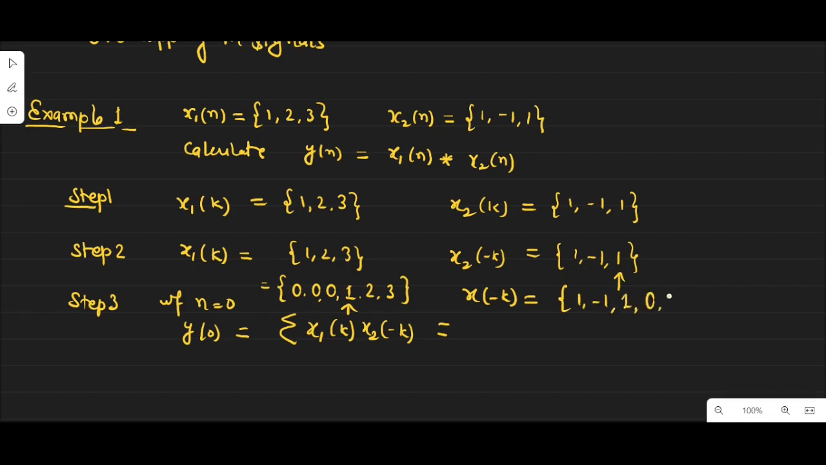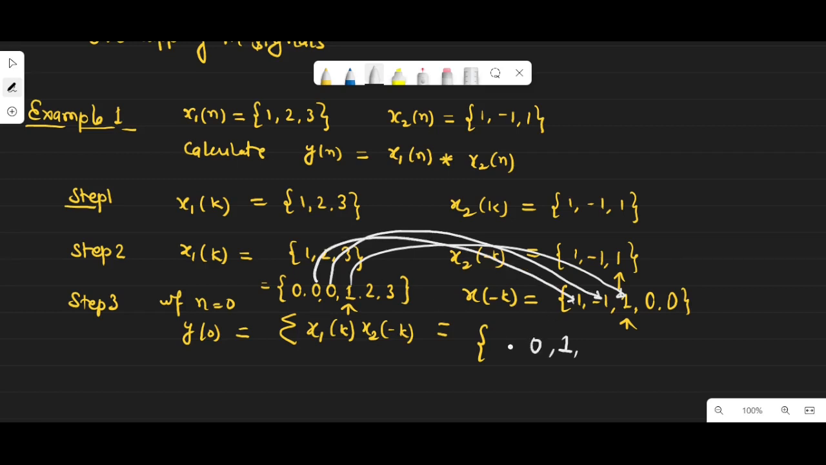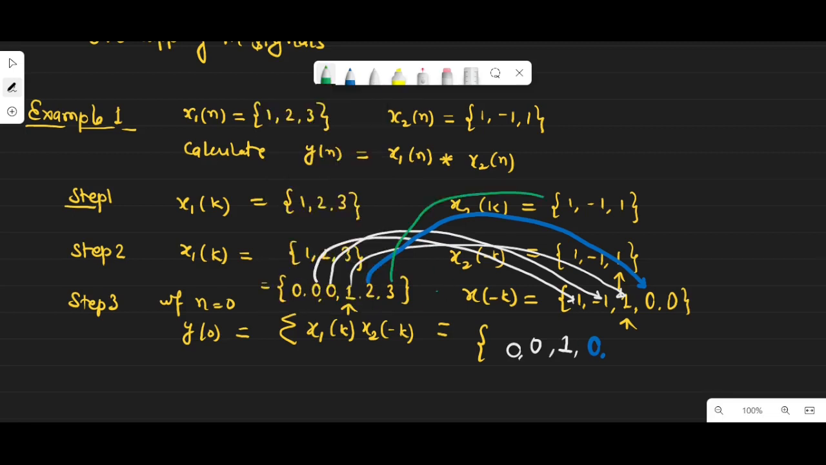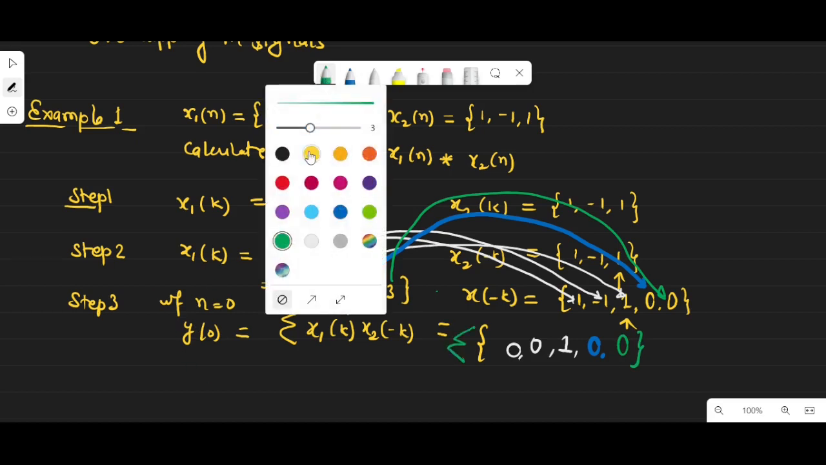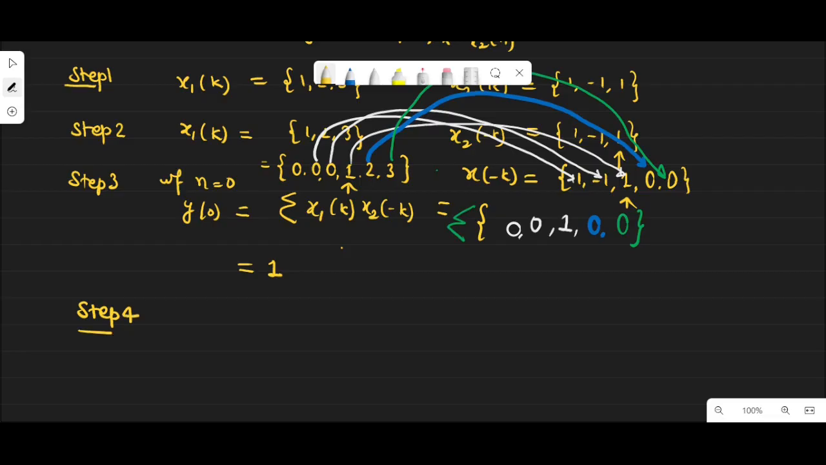Third step, n equal to 0. If I take n equal to 0, then y[0] will be the summation of x1[k] x2[n minus k], and because n is 0, it will be x2[minus k]. Then just multiply x1[k] and x2[minus k]. The 0 point is multiplied with 1, so it is 1. Then minus 1 is multiplied by 0, so it is 0. Minus 2 is multiplied with 0, so it is also 0. Plus 1 is multiplied with 0, so it is 0, and plus 3 is multiplied with 0, so it is also 0.